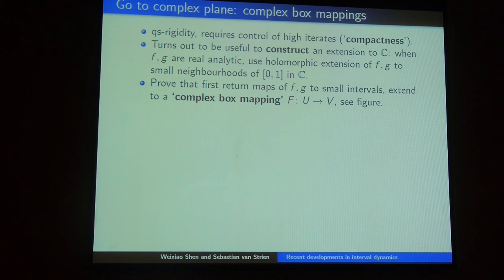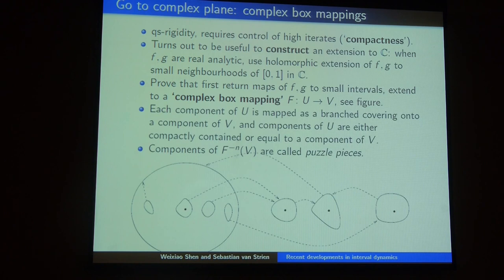And then what you do is you say, well, let's take first return maps. So you take a small interval, and you look at the first return maps to that small interval. And so that's something where you have an interval, and this first return map will have many different components of the base of the domain. And you want to kind of complexify that. And I'm going to draw a picture in here. So here is an interval, and maybe here also. So these are three intervals.